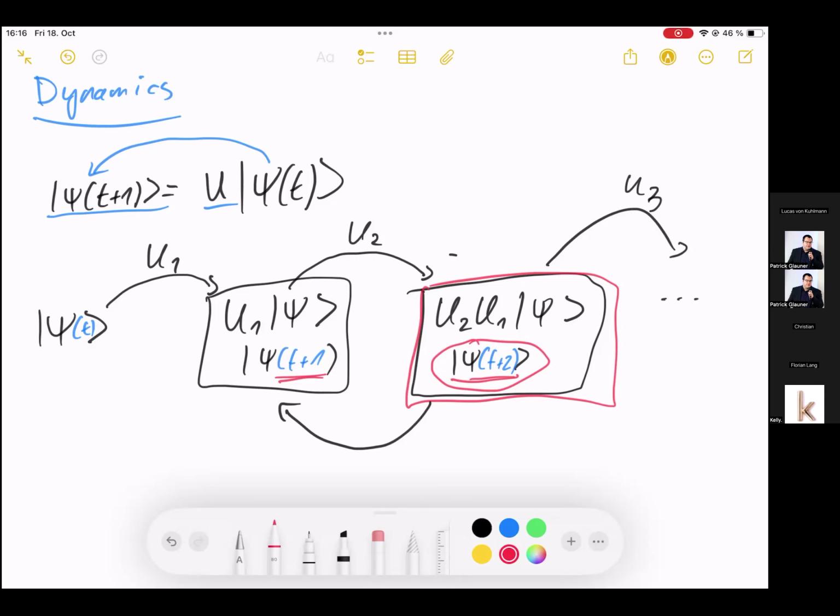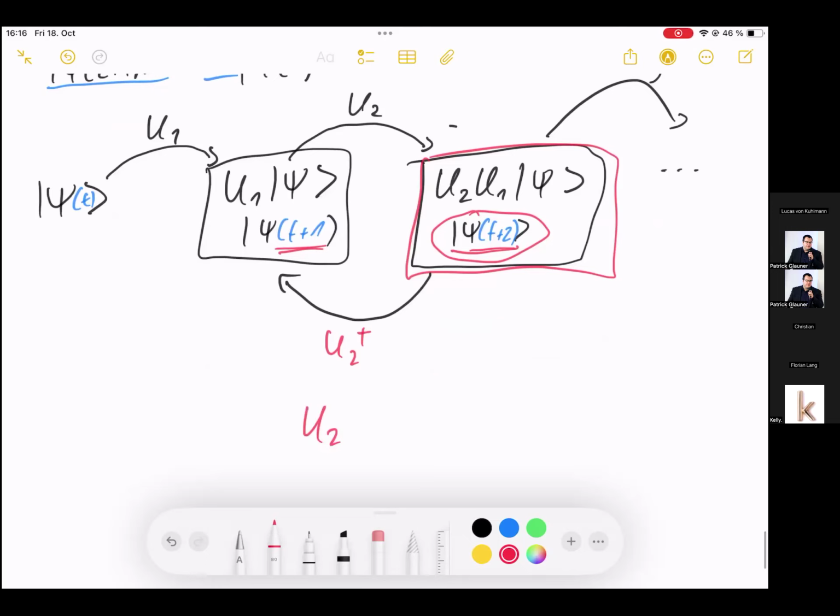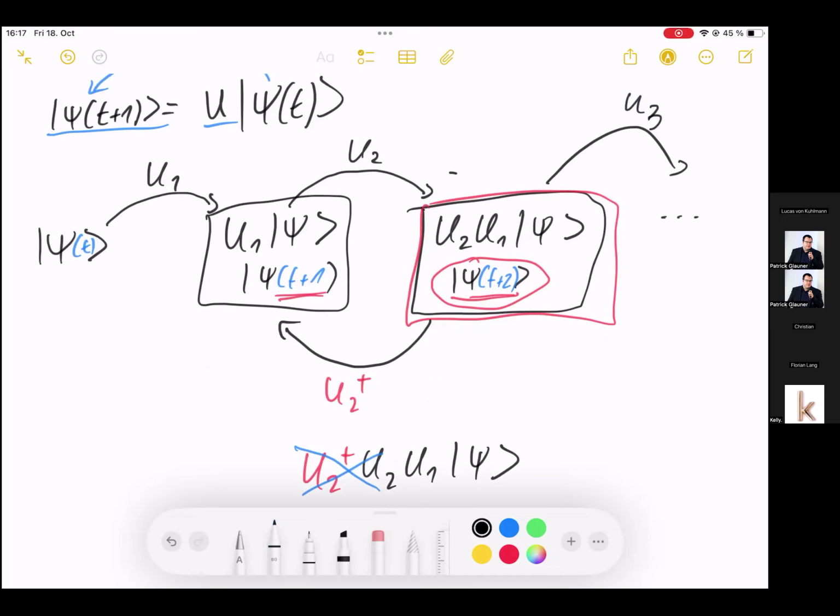Now it's U2 dagger. Because what I'm calculating then is U2 dagger times U2, U1 psi ket. And these two just cancel out because they're unitary matrices. So this is just the identity matrix, and the identity matrix is a neutral element. And here, I could also use U1 dagger to undo this and go back.